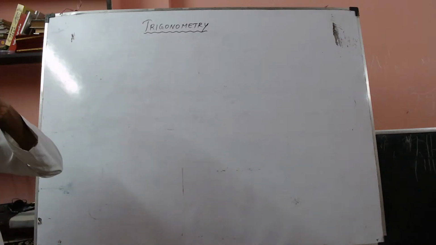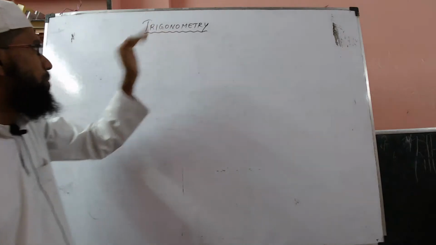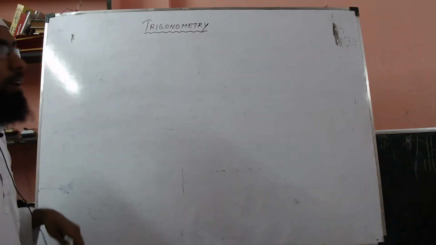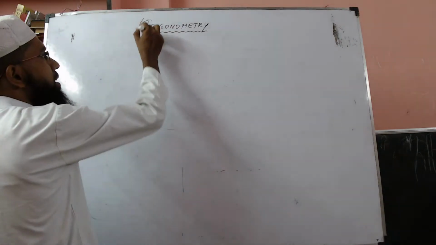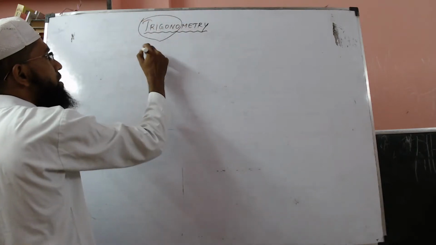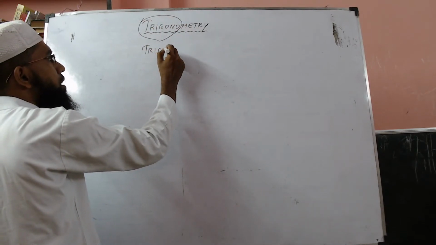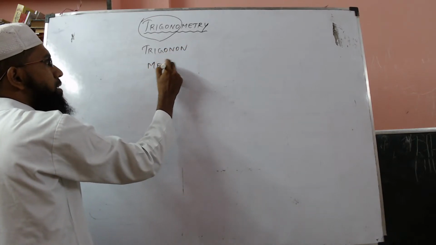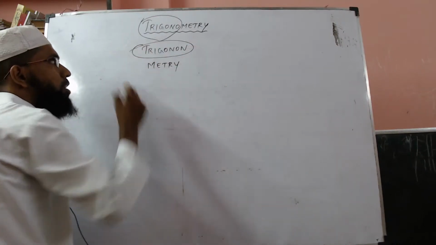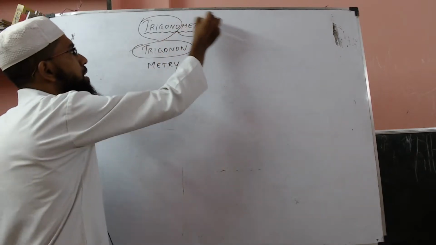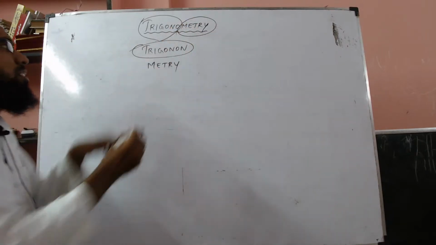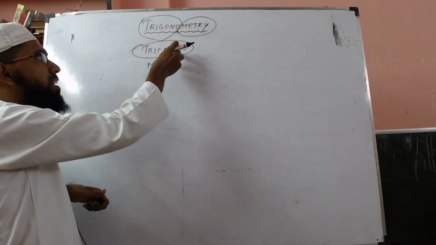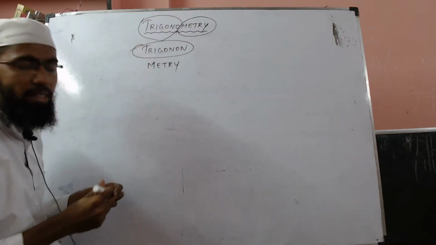Now we'll get into the topic of our live stream. We are going to see trigonometry today. Trigonometry is a combination of two Greek words, trigonon and metry. They have skipped the letter n from trigonon, and metry they have taken as it is.